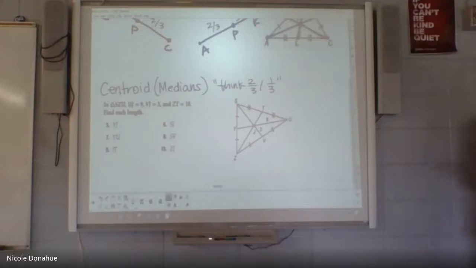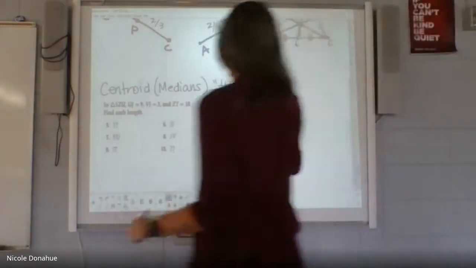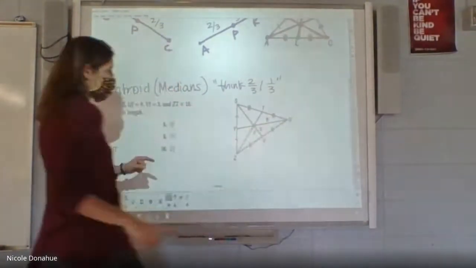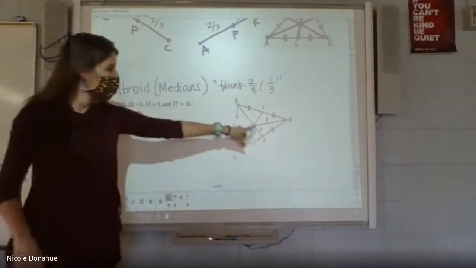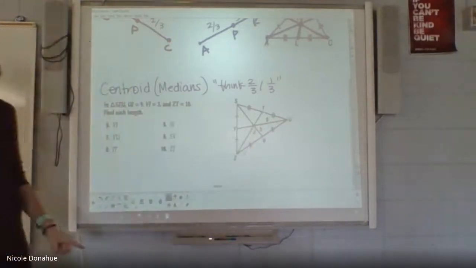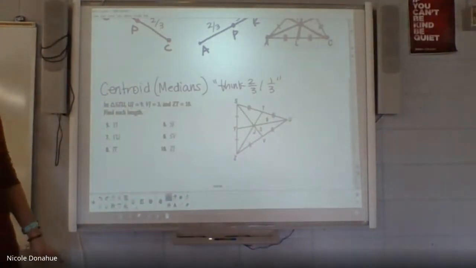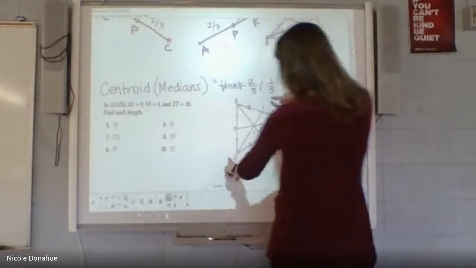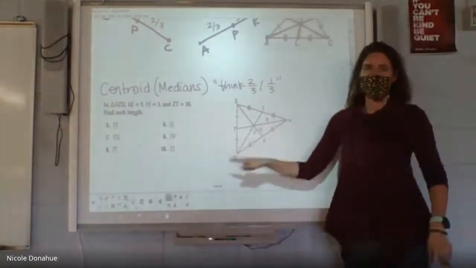All right, so they have a couple of things labeled for us. They tell me UJ is 9 units. That's here, is 9 units. VJ is 3. And then ZT is this whole way across is 18. I'm not going to label that right now. I'm going to wait on that.